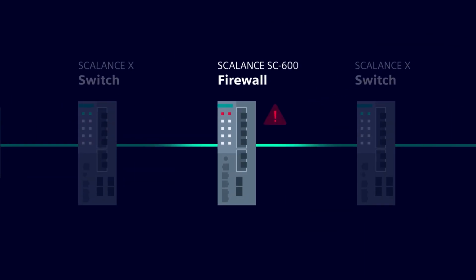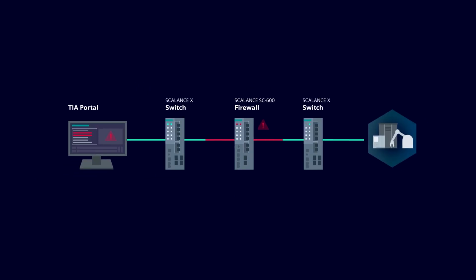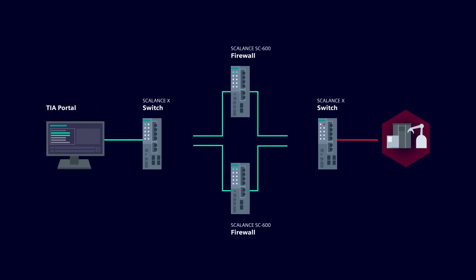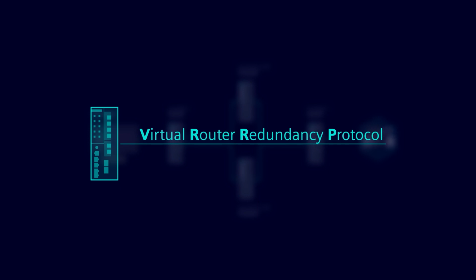However, if the router fails due to a malfunction, all communication is interrupted and the automation cell is no longer accessible. By designing this critical network point redundantly, such a single point of failure can be avoided. The underlying principle is the Virtual Router Redundancy Protocol, or short VRRP.